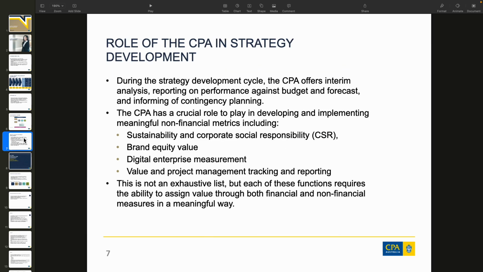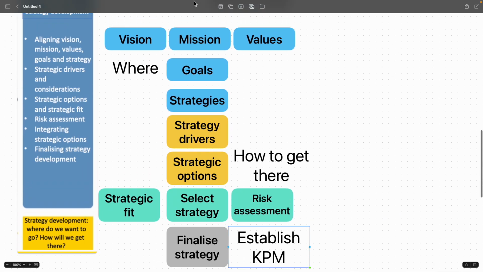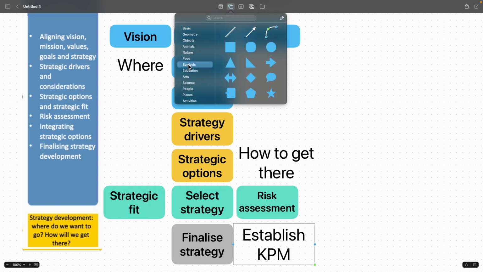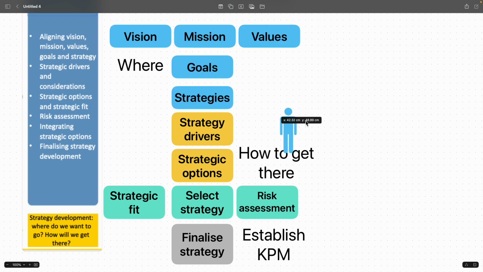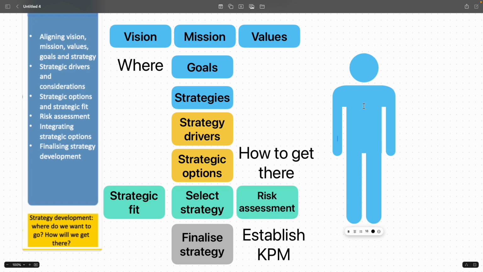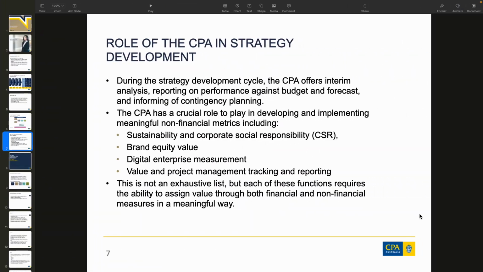So what's the role of the CPA in this whole process? Where does the CPA fit in this process? What's the job of a CPA? So how does the CPA contribute to this? Okay, the CPA's job. Their role here changes according to the stage, so let's look at the CPA's job.